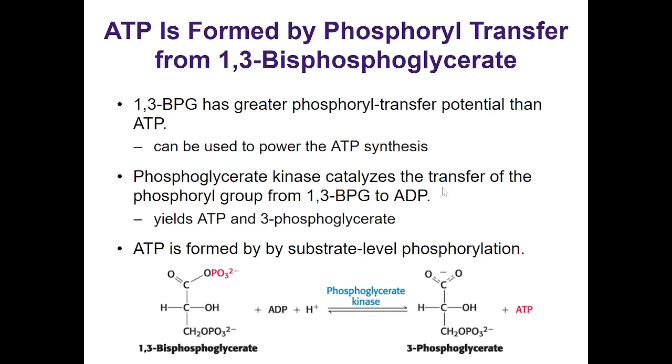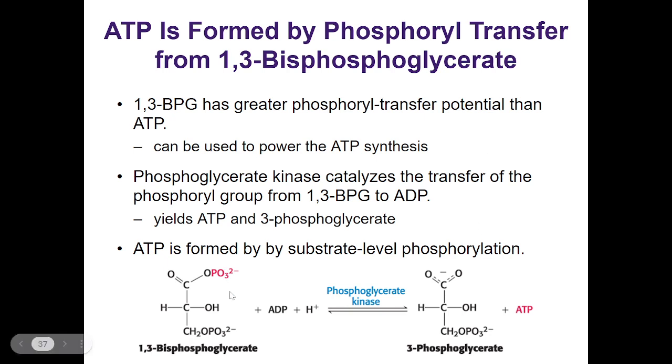So 1,3-BPG has greater phosphoryl transfer potential than ATP. This can be used to power your ATP synthesis. The phosphoglycerate kinase catalyzes the transfer of the phosphoryl group from 1,3-BPG to ADP. This is going to yield ATP and 3-phosphoglycerate. ATP is going to be formed by substrate level phosphorylation, and this is actually what we see right here.